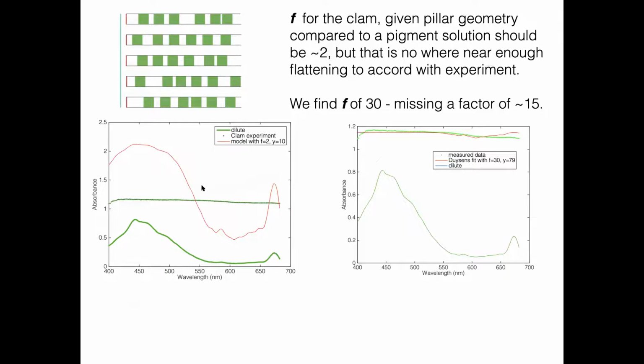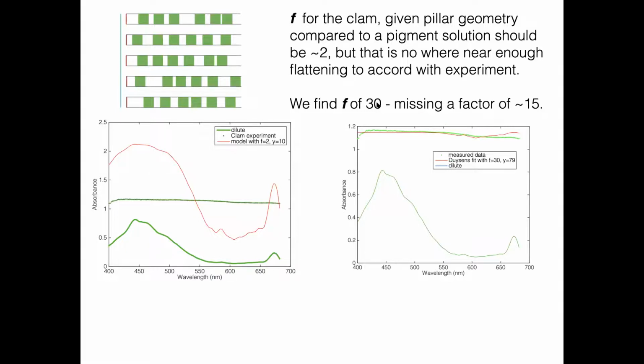So here the left panel is showing that our clam pillars in our Doysens model basically get an F factor of 2. So the tops of the pillars take up about half the length of the measured beam in the system. And so if we consider an F of 2 for our clam pigments, we get nowhere near the flattening that we need to explain the clam.